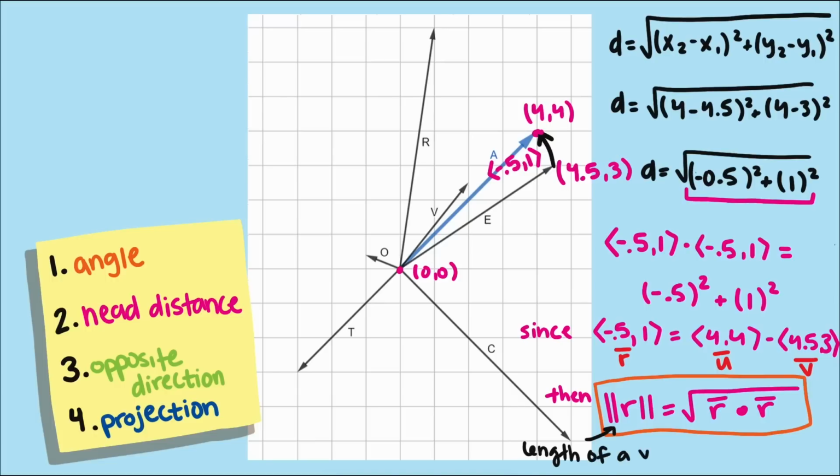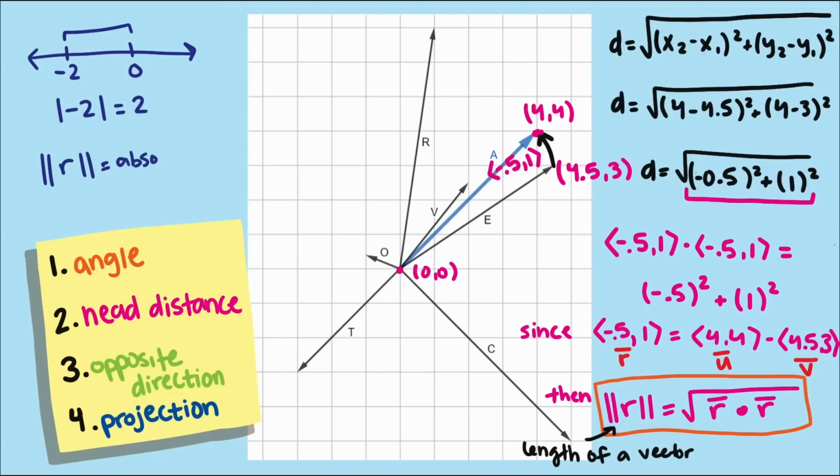Because the length of a vector and the distance between heads of vectors are so useful, mathematicians developed a notation that means the length of a vector. It's a double absolute value sign. The absolute value is the distance a real number is from 0. The double absolute value sign is the distance or length of the vector from head to tail.